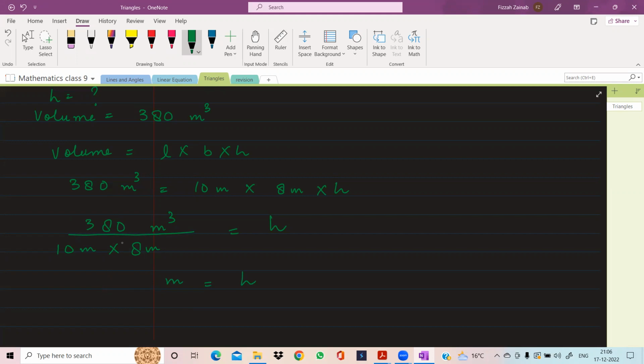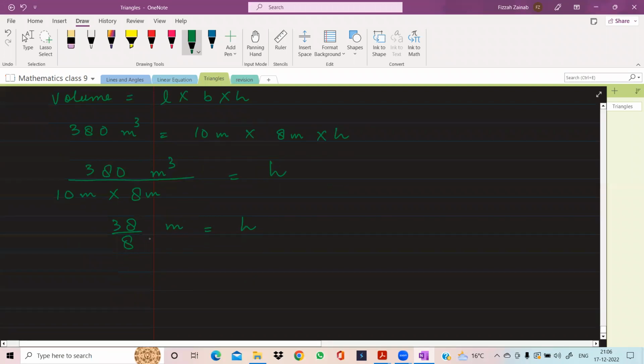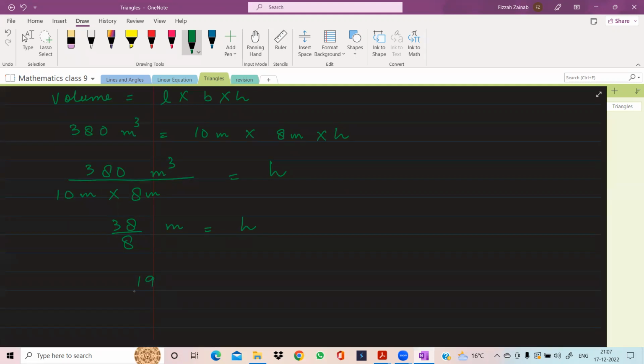Okay. So now you can divide it. So this 0 cancels out. It is only 38 divided by 8, right? This is remaining. And this you can divide by 2 first of all. So 2 into 1 is 2. 2 into 9 is 18 divided by 4 meter. And this division you can do.